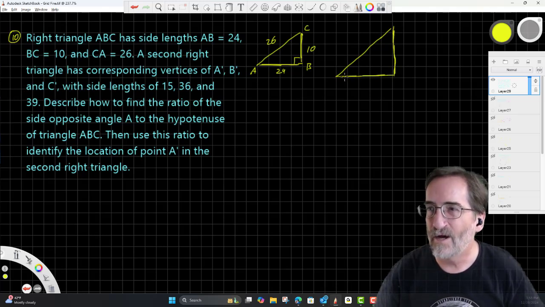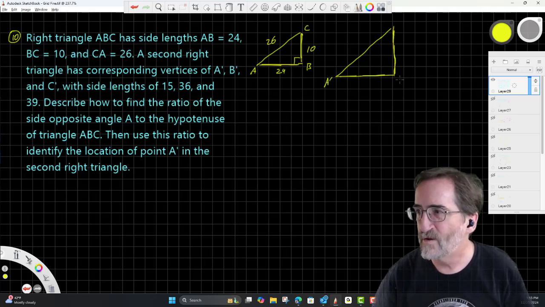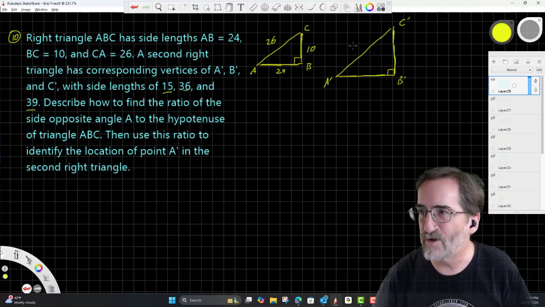Okay, and let's label the sides here. Their corresponding parts, A prime, B prime. B prime has to be 90 degrees, and C prime. Now, what we don't know is which is A, B, and C, where the side lengths go, 15, 36, and 39. The longest is 39. That's got to be the hypotenuse.